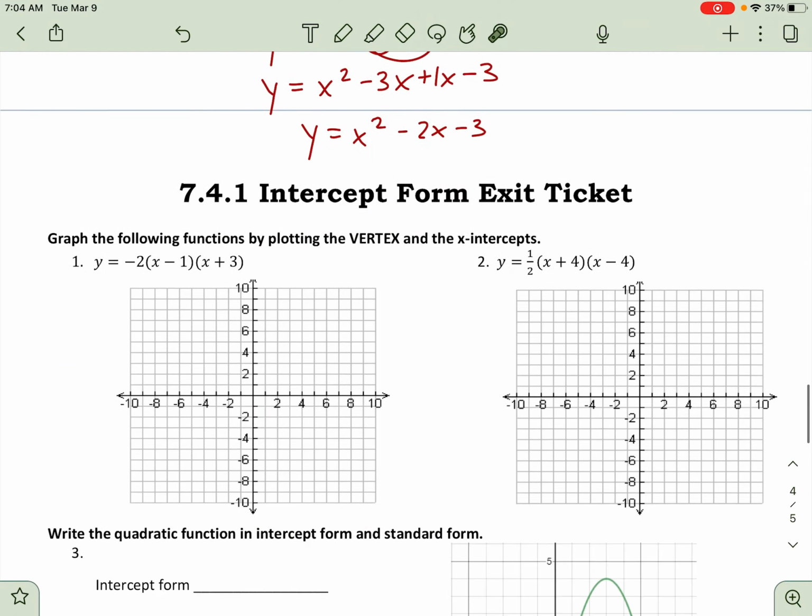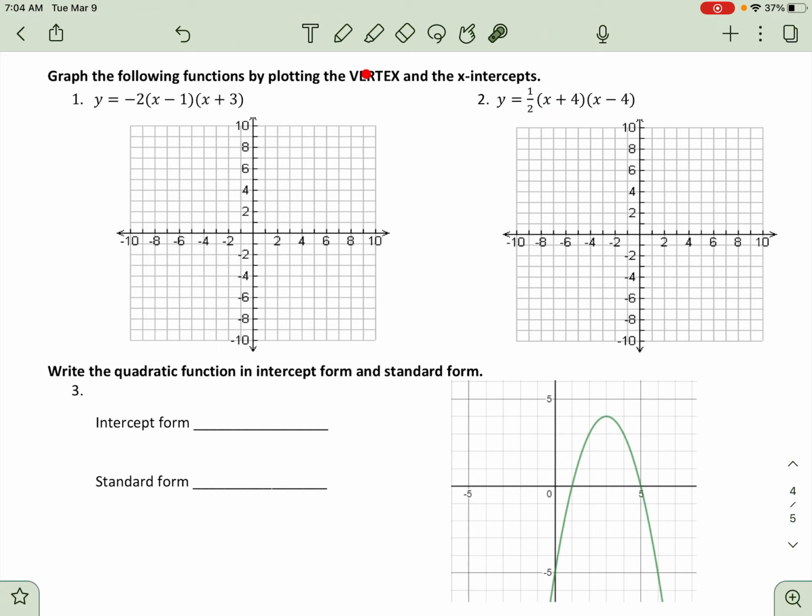And then your exit ticket has very similar questions. You're going to graph it, okay, with the vertex and all that. When you go to find the vertex, think about what's halfway between your intercepts, plug it back in, that'll give you your values, and then your standard and intercept form.